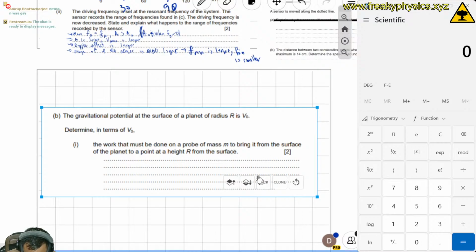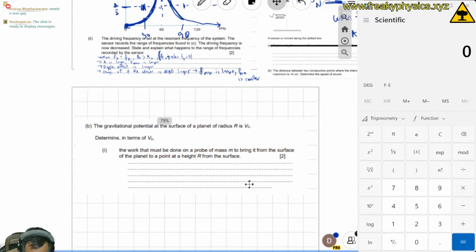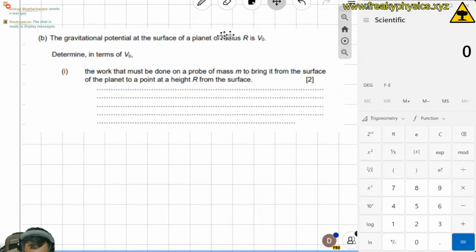Let's go to this next problem here. The gravitational potential at the surface of a planet of radius R is V0. Determine, in terms of V0, the work that must be done for a probe of mass m to bring it from the surface to a point at height R from the surface. It's easiest to do it like this.